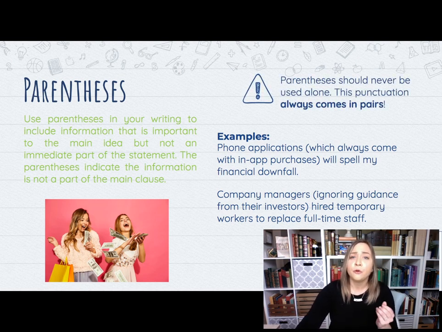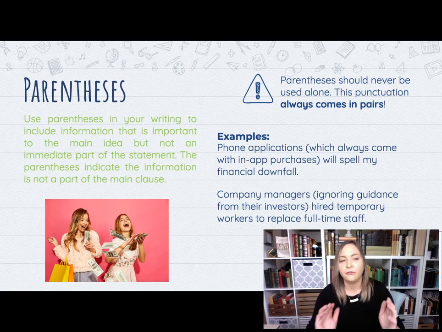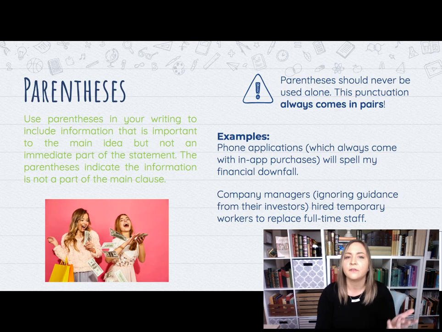Okay, and then just a quick thing to remember, guys, parentheses are always in pairs, so you should never have a lone parenthesis kind of standing on its own. Okay, the other thing is they can be used to cite information, right? So after you put a quote, you might put a resource where you got it in parentheses. Okay, how to cite in-text examples, we're going to go over that in a later session, okay?